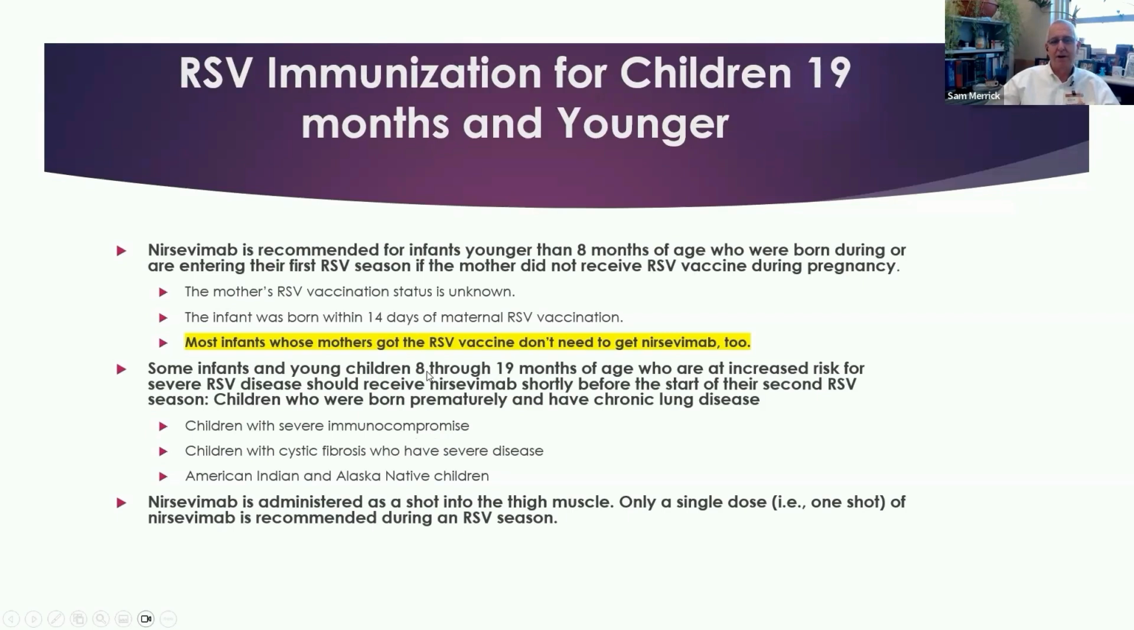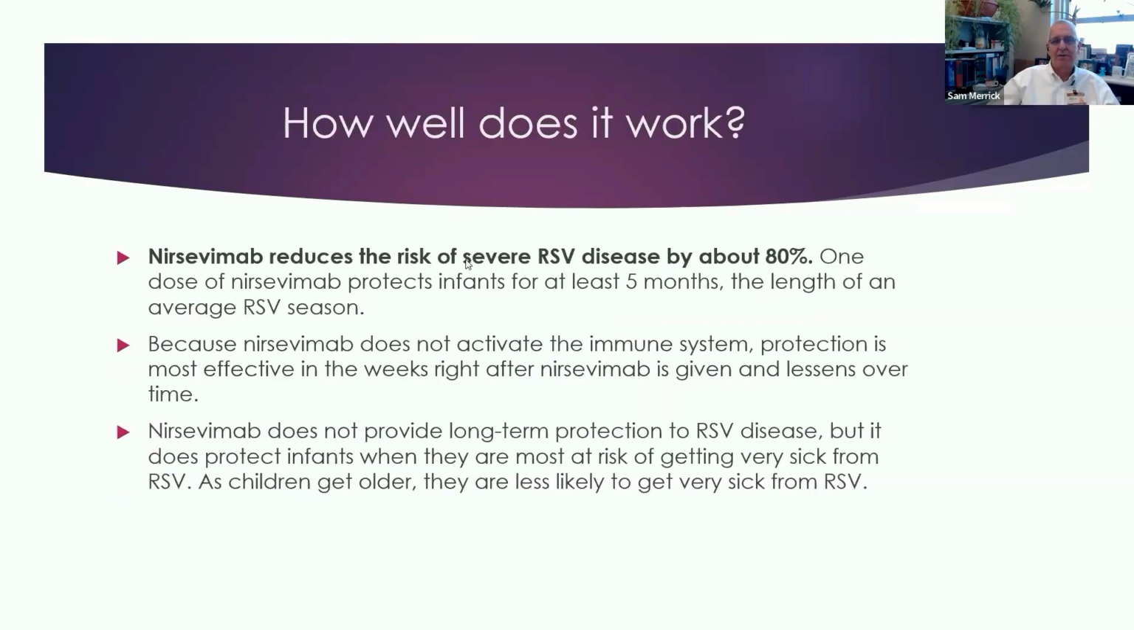Some infants and young children who are 8 through 19 months of age that are at increased risk, maybe they didn't get the injection at birth, but if we're coming into another RSV season, the pediatrician may recommend, depending on their health status, for them to get it as well. It's just a shot in the thigh muscle, and it's a single dose during RSV season. Here it showed that it reduces the risk of severe RSV disease in infants by about 80%. So that's pretty dramatic. Protection for up to 5 months, which is about the length of the average RSV season.